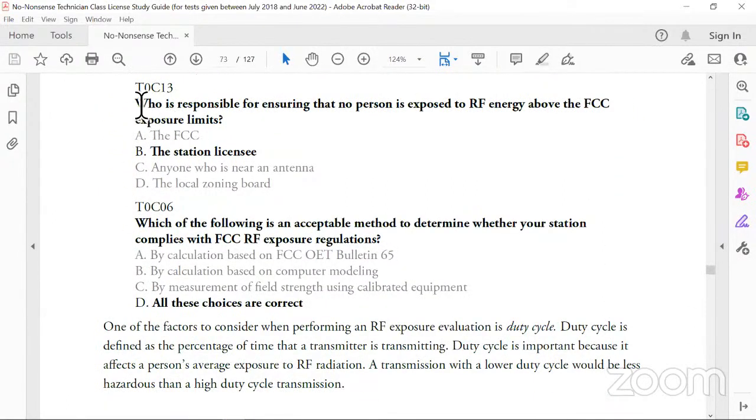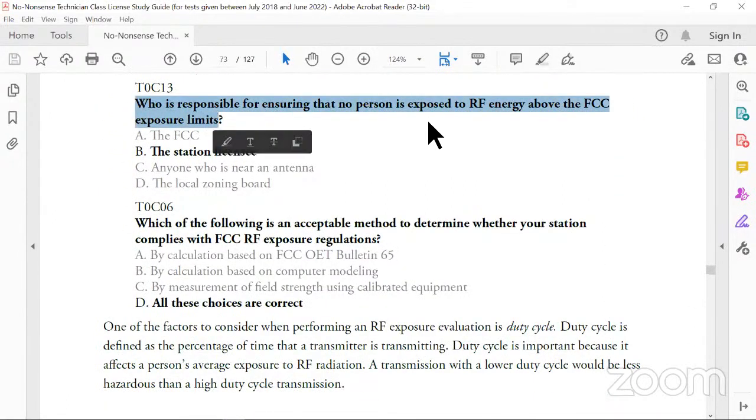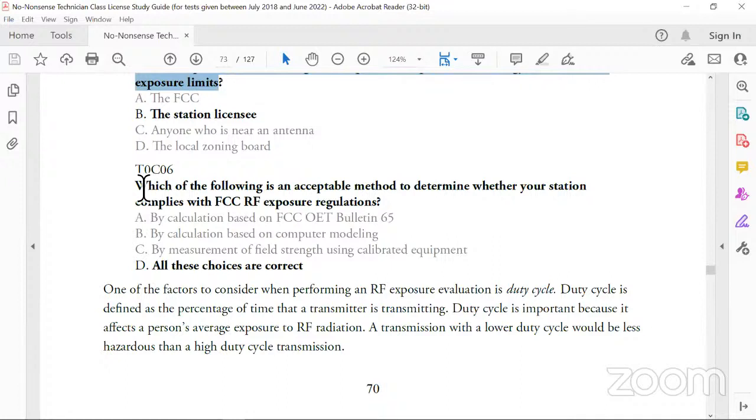All right, so who is responsible for ensuring that no person is exposed to RF energy above the FCC exposure limits? Is it the FCC? Is it the person? Is it some board? No, it's you, the station licensee, that's responsible.